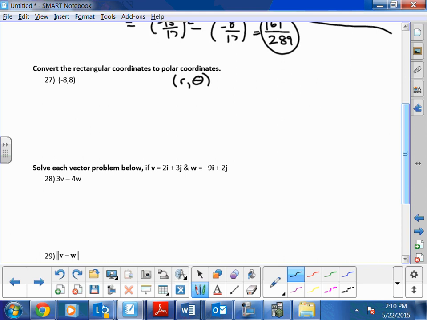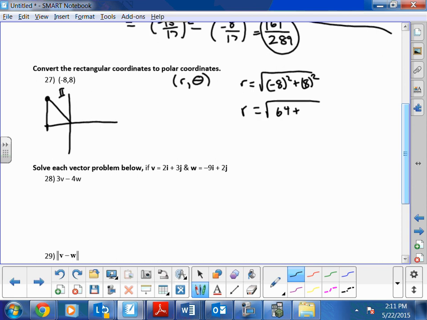Now, two things that we must do. First of all, you want to plot the point. If I plot negative 8, 8, it's going to be roughly somewhere over here. Why is that important? For r, not so much, because we're going to use the square root of negative 8 squared plus 8 squared, and this is quadrant 2. So it's going to be 64 plus 64. r is going to equal the square root of 128.